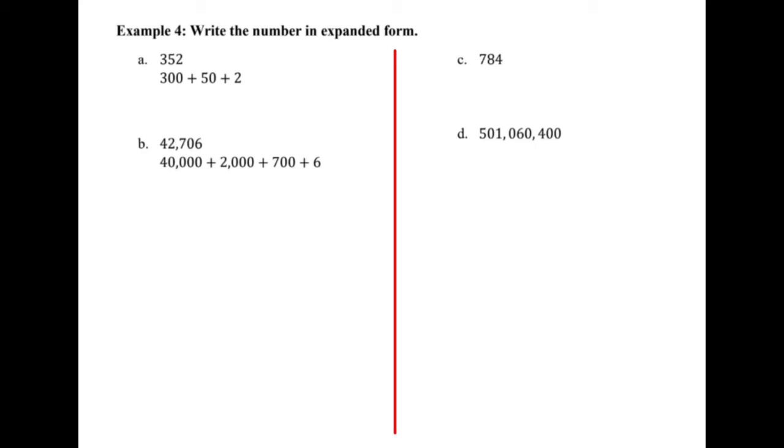Okay, let's look over here at ours. So we want to write these out in expanded form. So 7 is in the hundreds place. So 7 times 100 is 700. 8 is in the tens place. So 8 times 10 is 80. And then 4. And you're done.